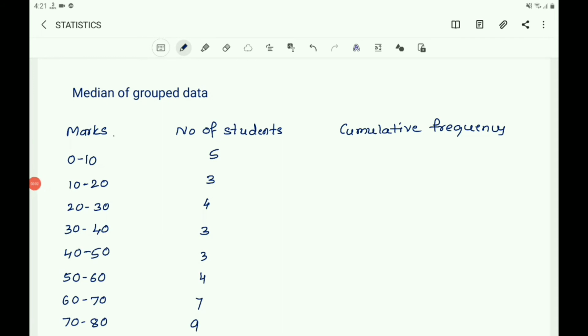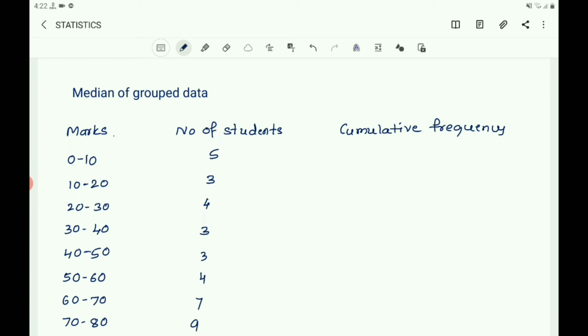Now let us see how to obtain the median of grouped data. So see, the situation is here. Consider a grouped frequency distribution of marks obtained out of 100 by 53 students in a certain examination, as follows. Now from the above table, let us try to answer the following questions. How many students have scored marks less than 10? And you know that 0 to 10 scored 5.